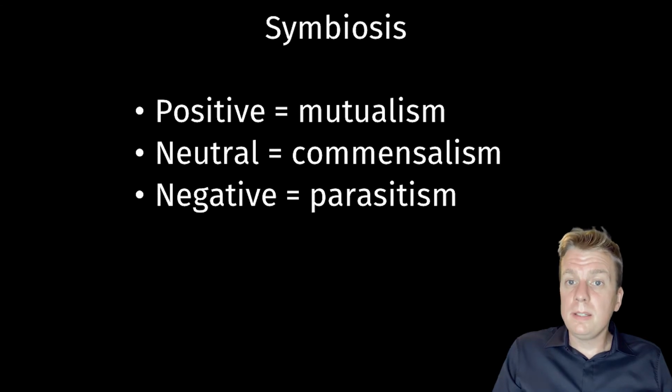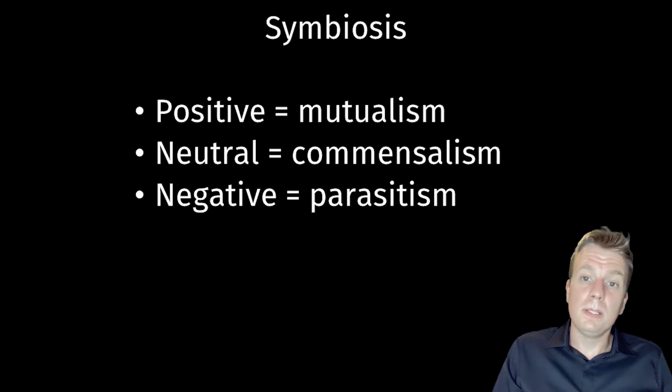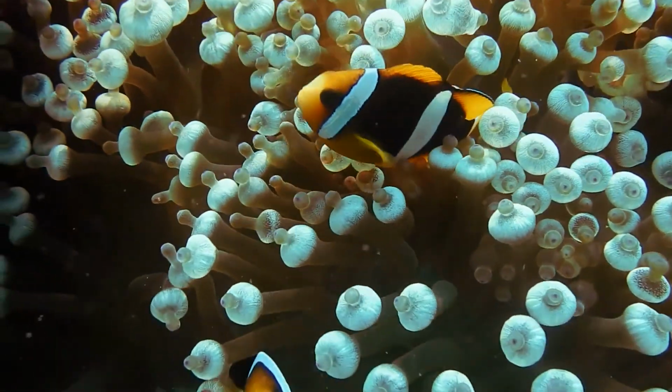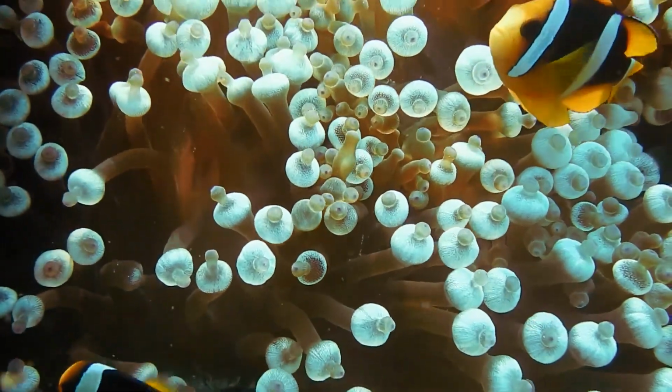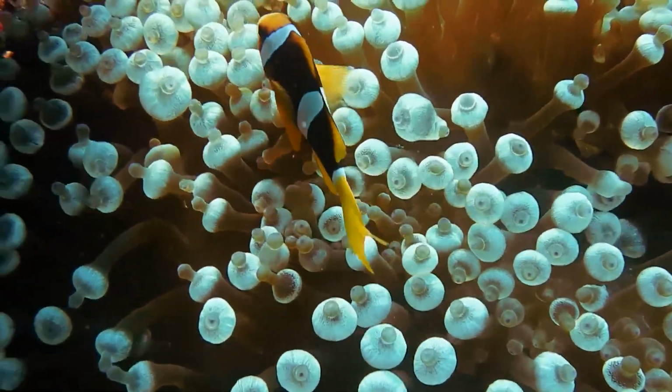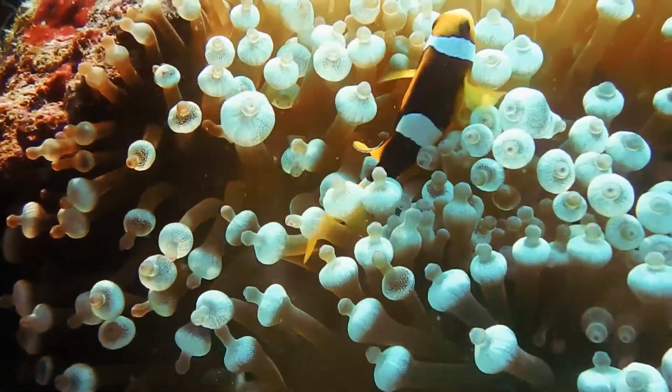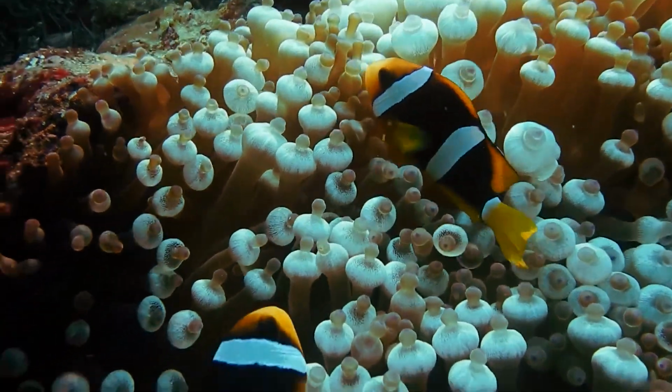Coexistence can also bring about symbiosis, the intimate relationship between two or more species. Symbiosis can be beneficial, harmful, or neutral. Beneficial symbiosis is called mutualism. Both members of the relationship benefit. A famous example of a mutualism is the interaction between clownfish and sea anemones. The clownfish protect the anemone from parasites, and the anemone protects the clownfish from predators.